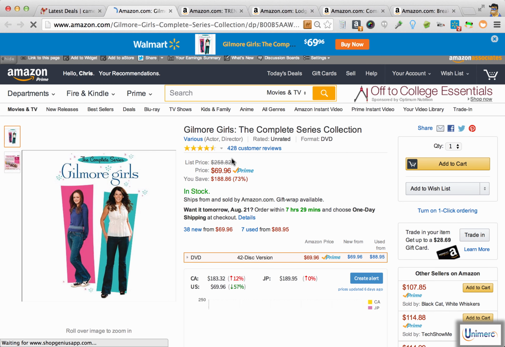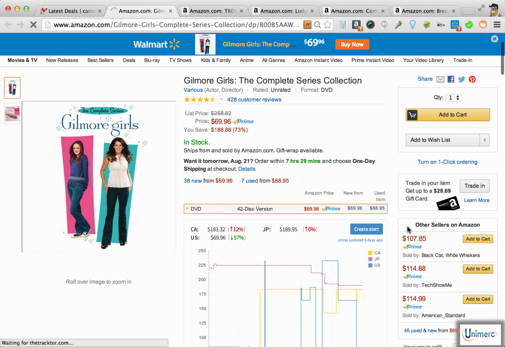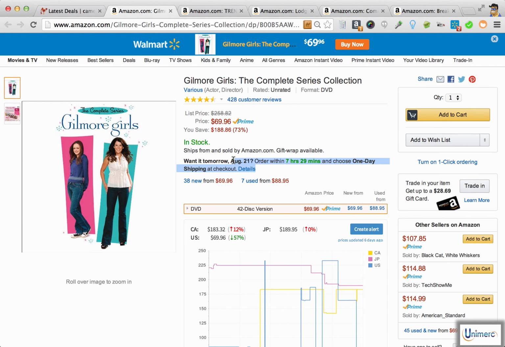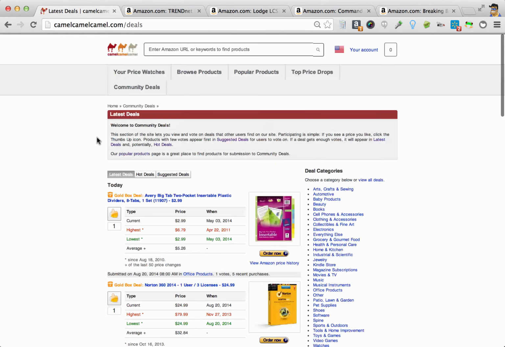So they're at 69.96. The gold box deal isn't going on anymore, but you see what they're doing? They're price matching Walmart, 69.96. All the other sellers are at 107, 115, so there's a little bit of money to be made on this set. I believe it's a pretty good seller, 839, very good seller. All right, so those are community deals.